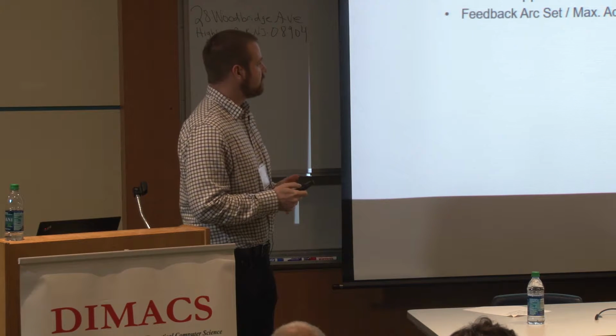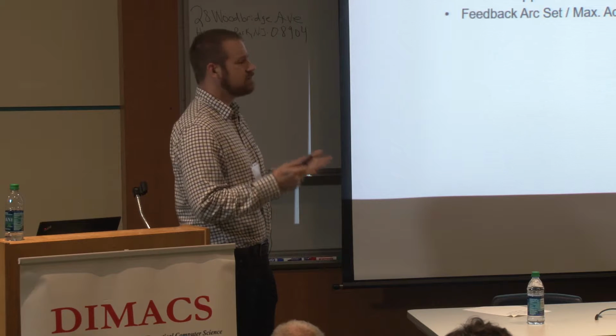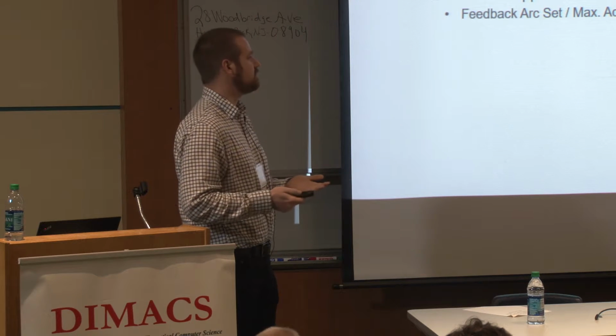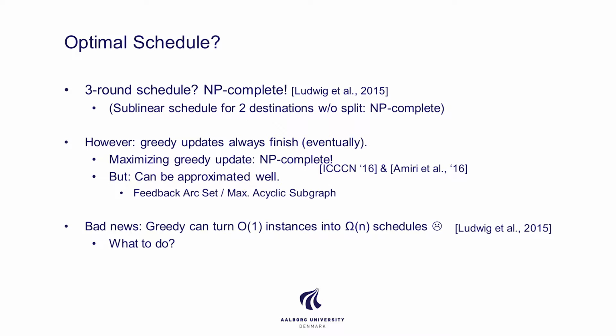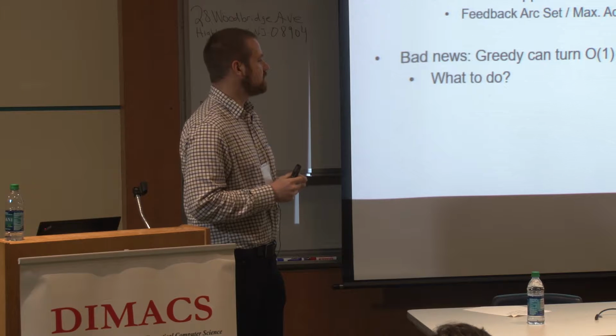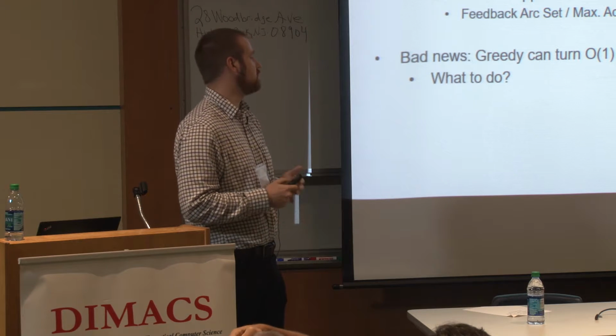However, if you still do this greedy step by step, the bad thing is that there are instances where you could be done after a constant number of steps, but if you do it in the greedy way, you might basically run into a linear update schedule, because every time you update, you change the topology of this routing tree a bit, and then you need to solve some dependencies that will take a long time.